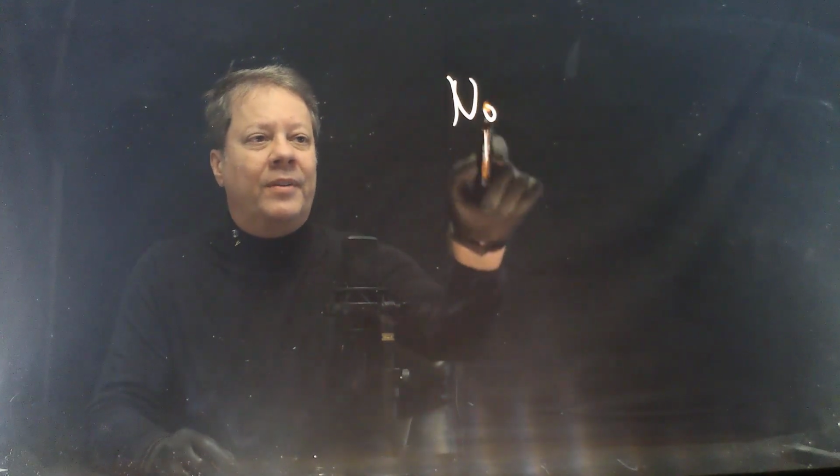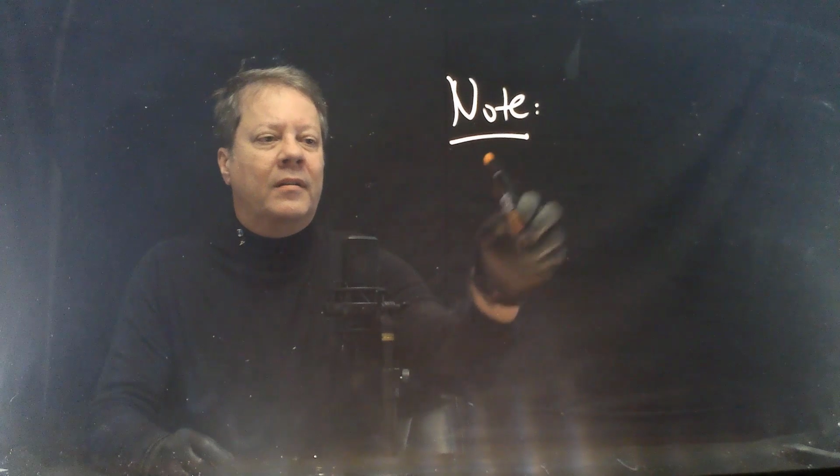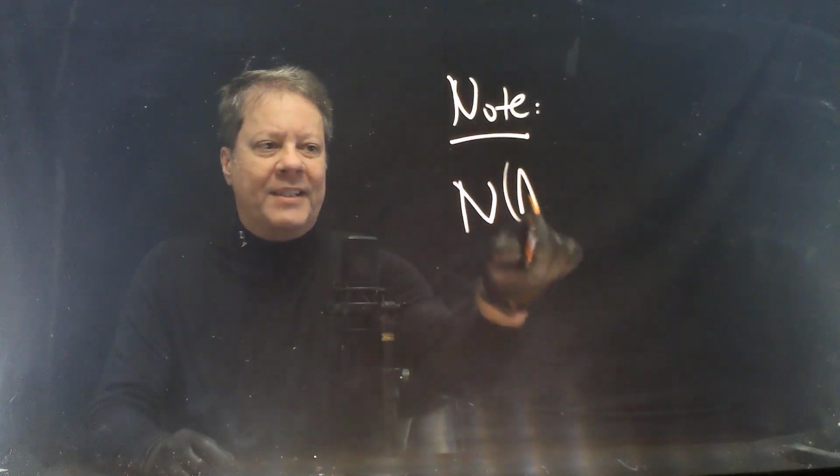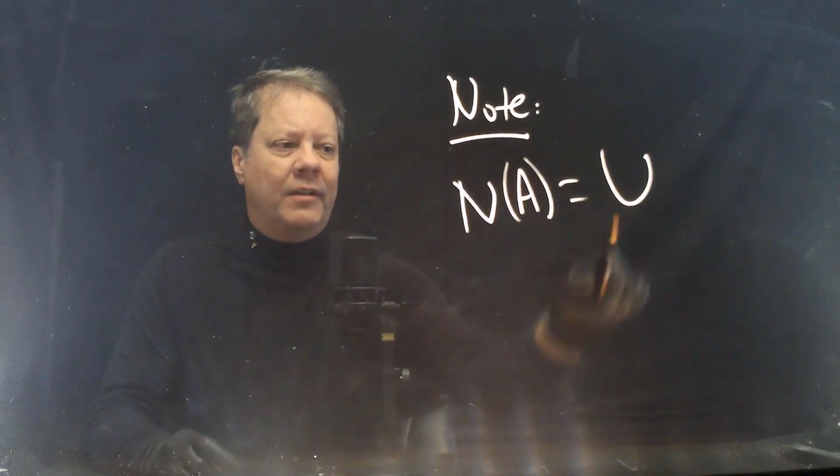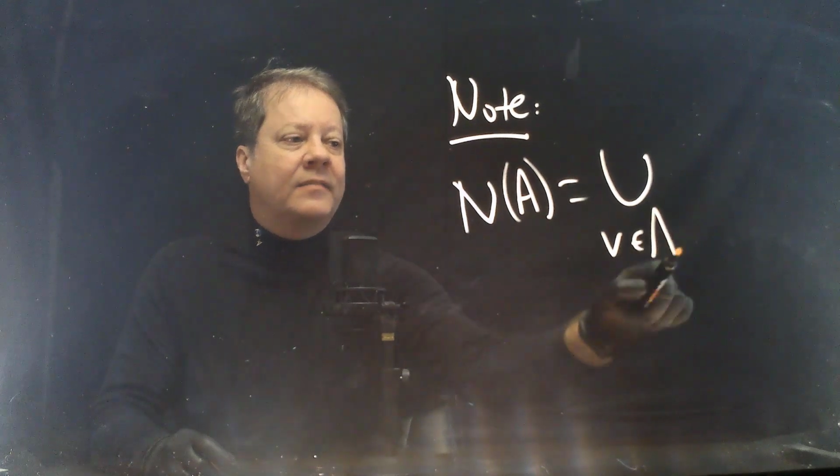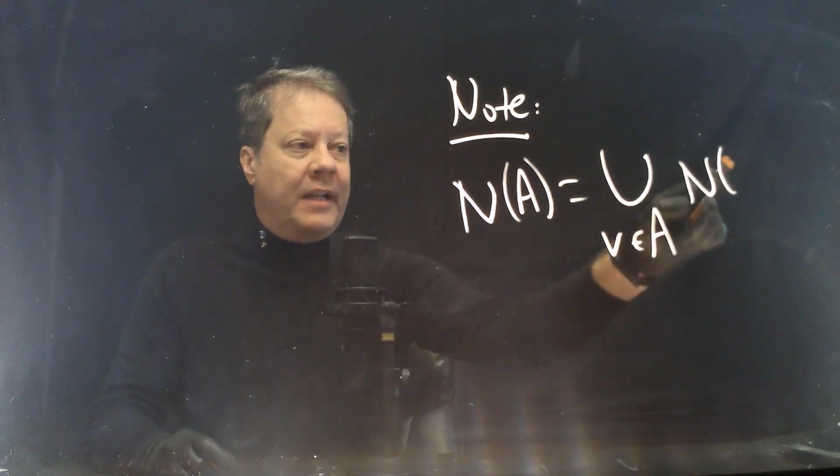So note, the neighborhood of some set A is the union, for all vertices in A, of the neighborhood of that vertex.